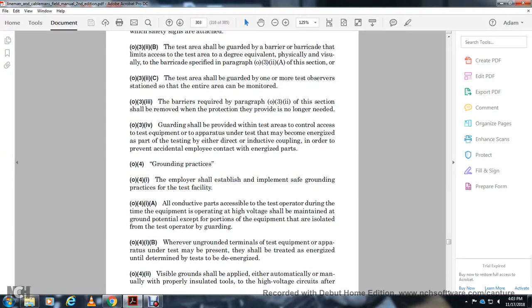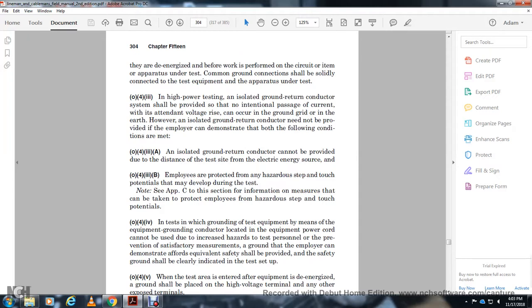The visual ground shall be applied, either automatically or manually, with a properly insulated tool to the high voltage circuit after it has been de-energized, before work is performed. The circuit of the item or apparatus on the tap of the common ground connection should be solidly connected with the test equipment, the apparatus on the tap.